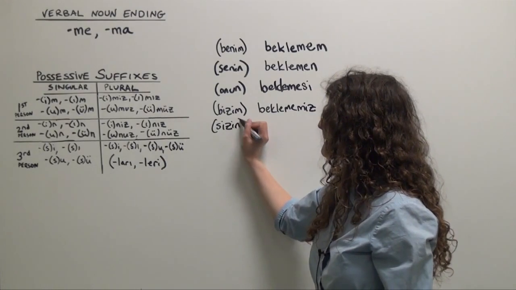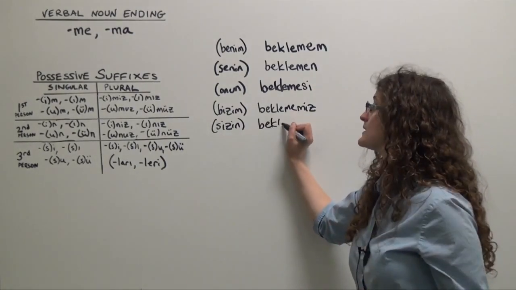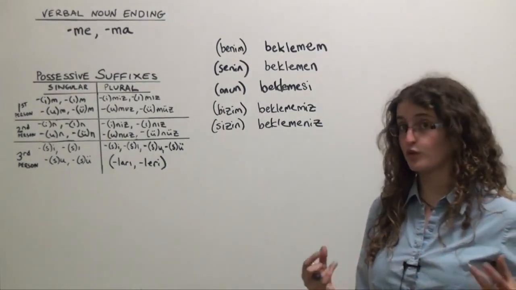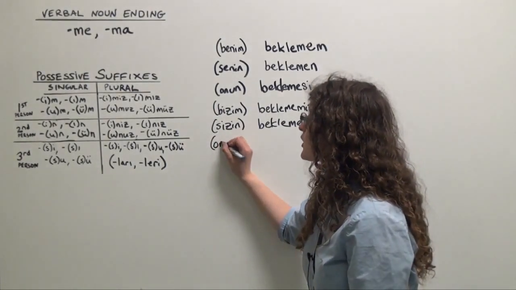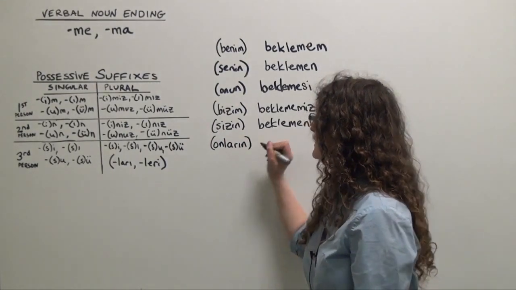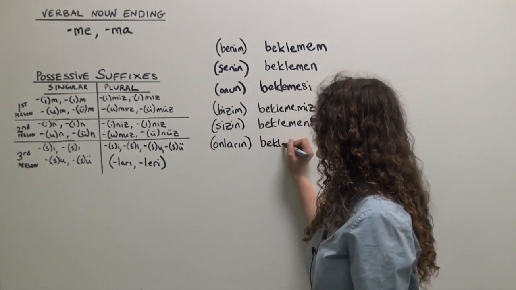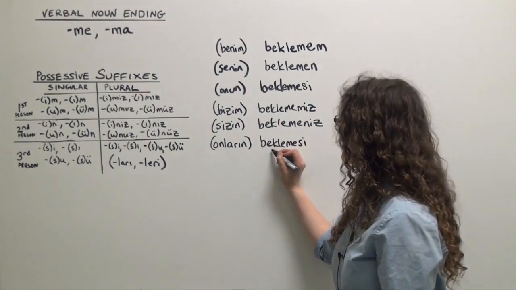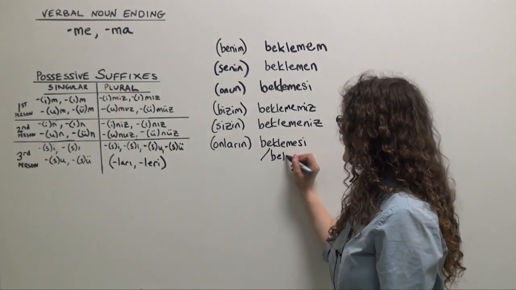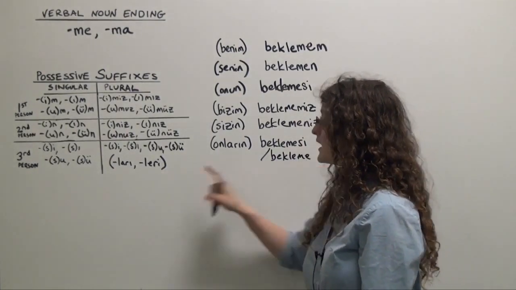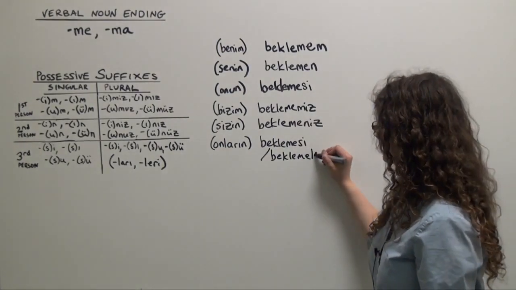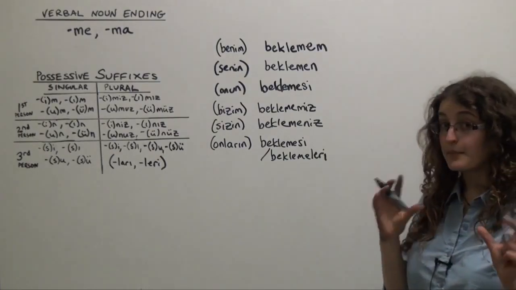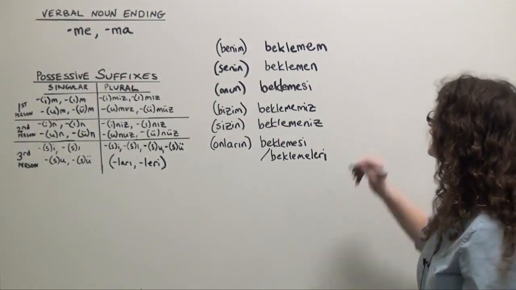Sizin beklemeniz, your plural or your formal waiting, and onların beklemesi, or alternatively beklemeleri, their waiting. They're possessive waiting, not they are waiting.